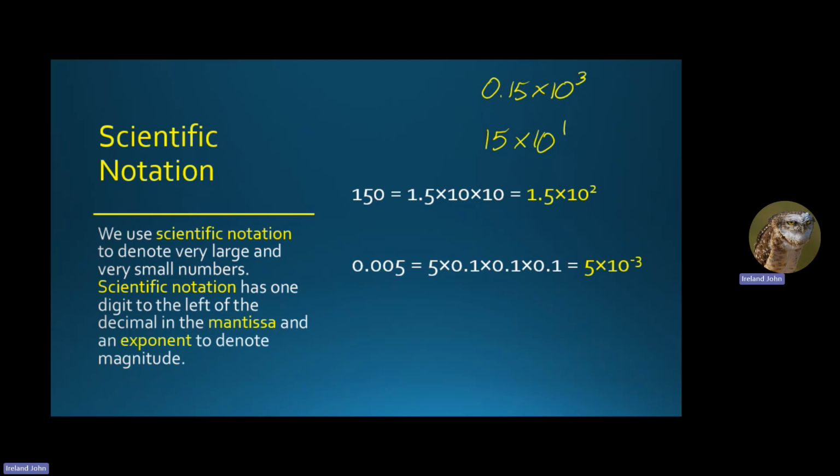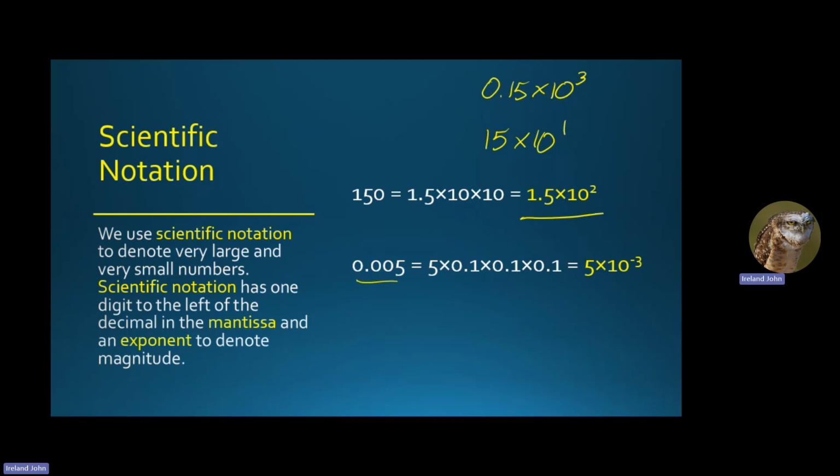But only one of them is scientific notation, and that's this one, because it has one and only one non-zero digit to the left of the decimal point, right? That's the difference between plain exponential notation and scientific notation.